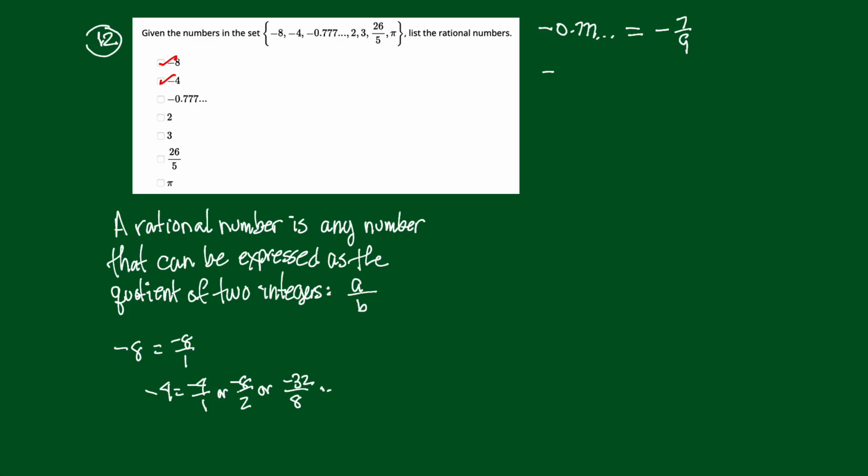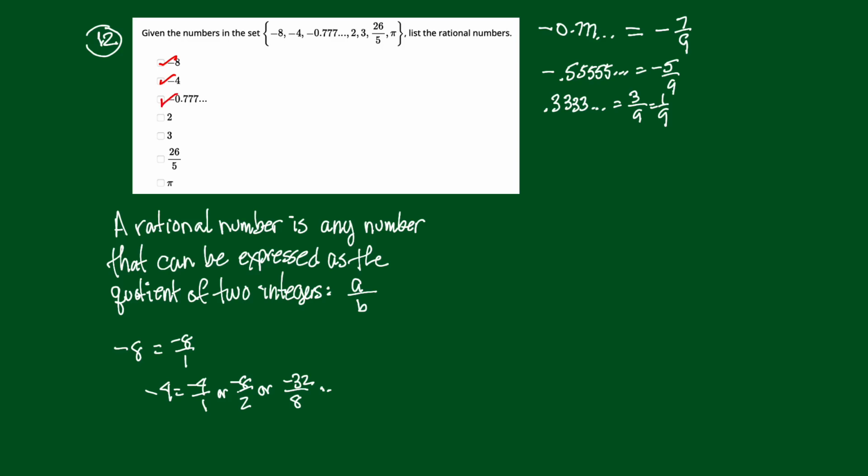In fact, if you try something like this, 0.55555, it keeps on going, that's going to be negative 5 over 9. Or you've probably seen this one, right? 0.3333, on and on. That's equal to 3 over 9, or 1/3. So it turns out that that negative point repeating 7 is a rational number.